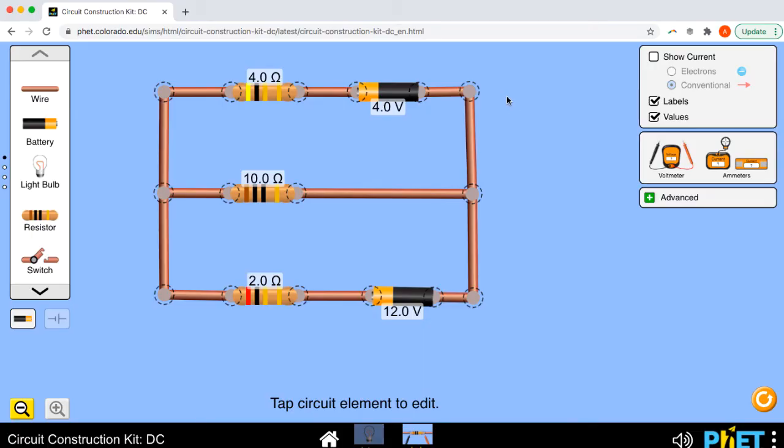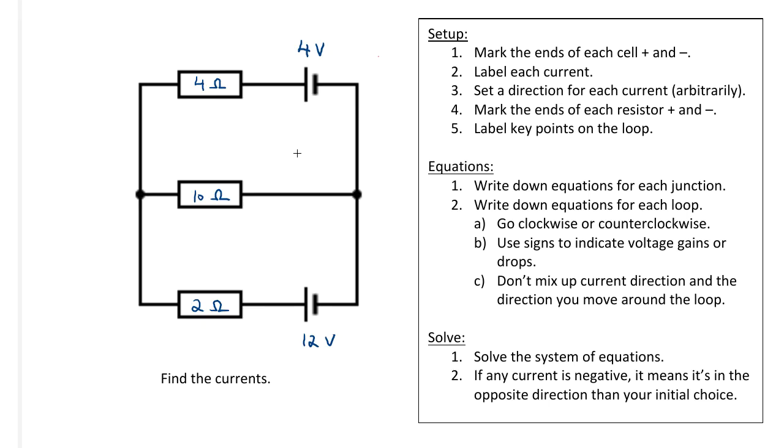So here we're looking at a simulation from PhET. The URL is here at the top, and I've got a circuit with a 4 volt and a 12 volt cell and a 4, 10, and 2 ohm resistor. And my question is, what are the currents in this circuit? So here now is a diagram of that circuit. I've filled in the values, and we're going to follow these steps to apply Kirchhoff's rules.